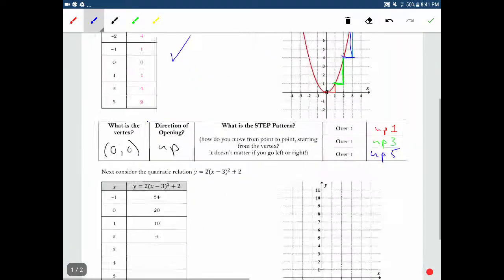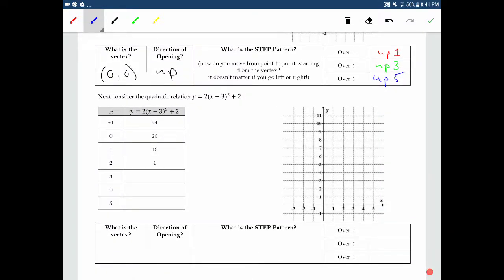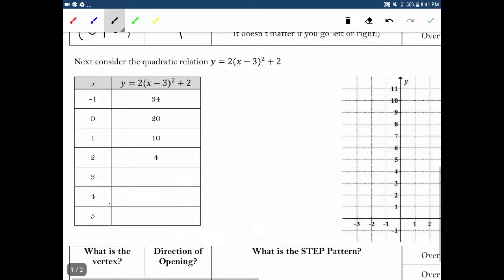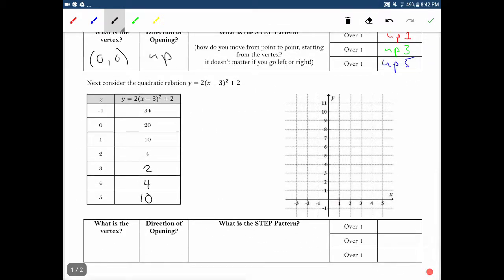So next we are going to consider the relation y equals 2(x minus 3) squared plus 2. So first of all, we're going to sub in what we have here, and I'll just finish the table of values for you. If x was equal to 3, we would have 2. If x was equal to 4, we would have 4. And if x was equal to 5, we would have 10. And if you don't believe me, you're more than welcome to punch them into a calculator and find out.